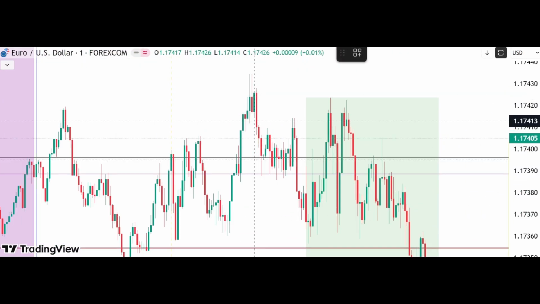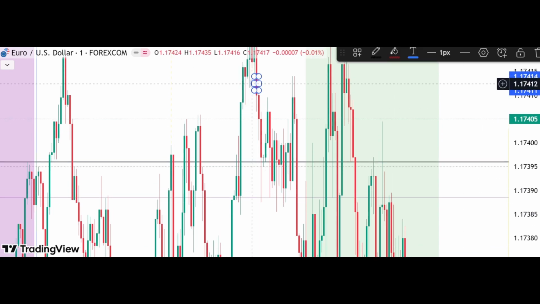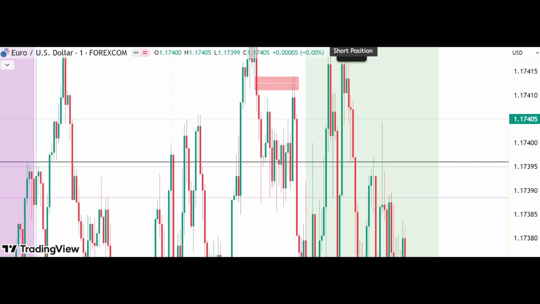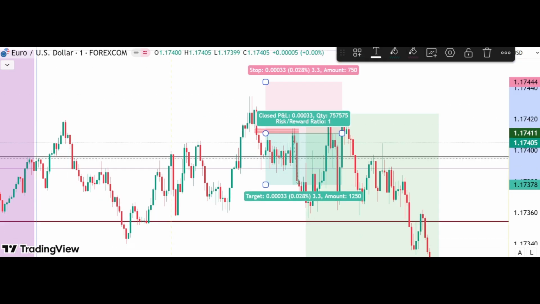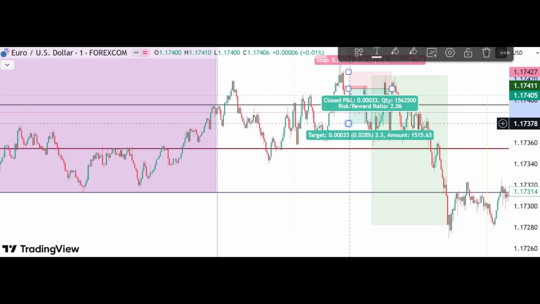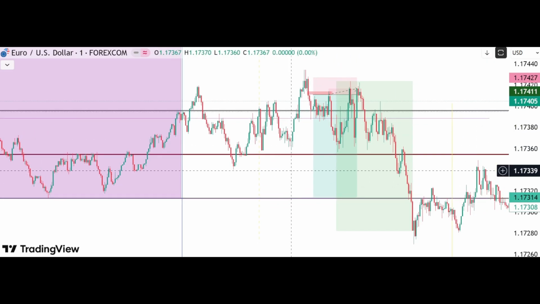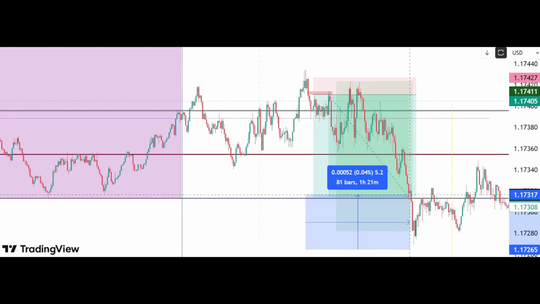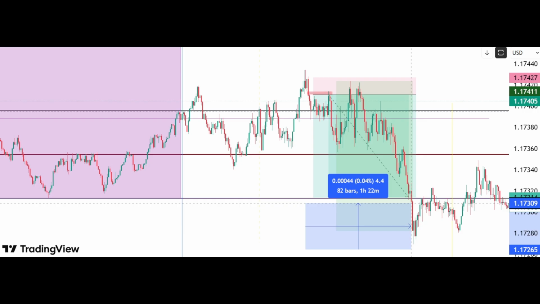This is a simple setup, simple price action. You can literally do this every day for a couple hours, 1 hour to 2 hours. Target the low of the 4-hour candle, the 9 p.m. 4-hour candle. As you can see, this setup only took 1 hour and 22 minutes.